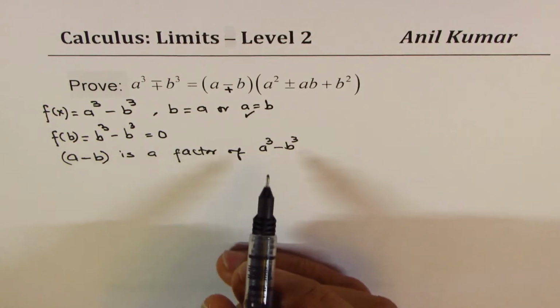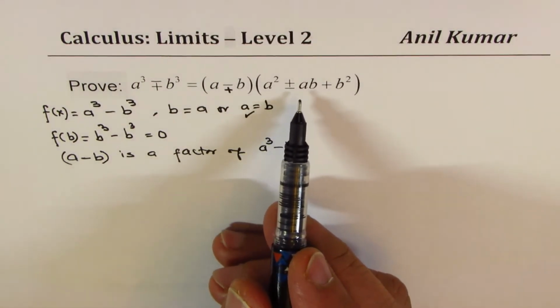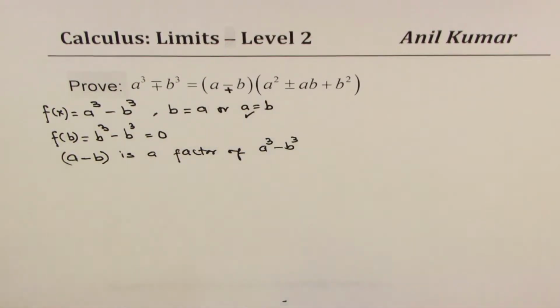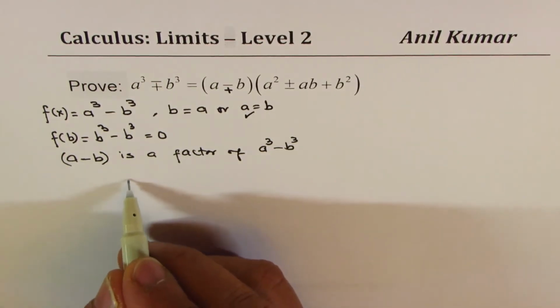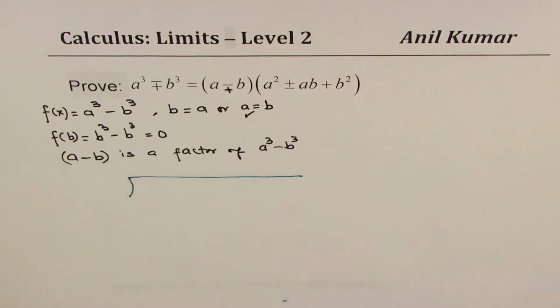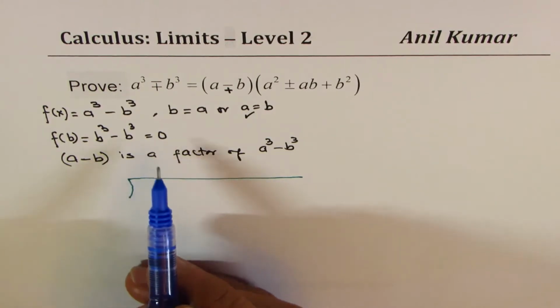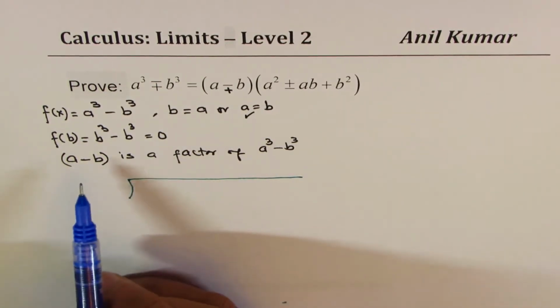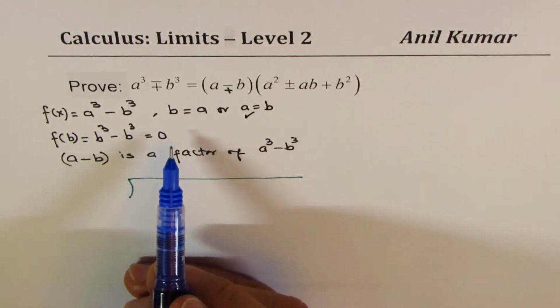Now, what is the other factor? How do we find that? We could do it by long division or synthetic division. So I'll follow long division, as some of you might have forgotten even synthetic division.